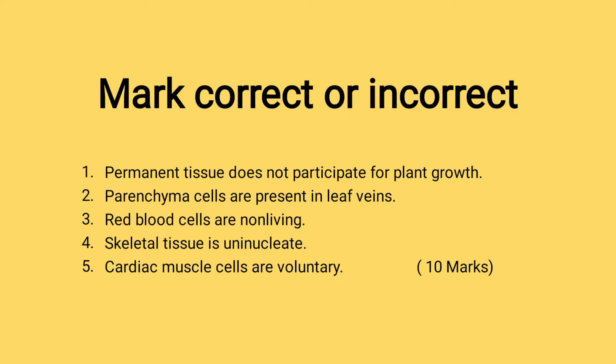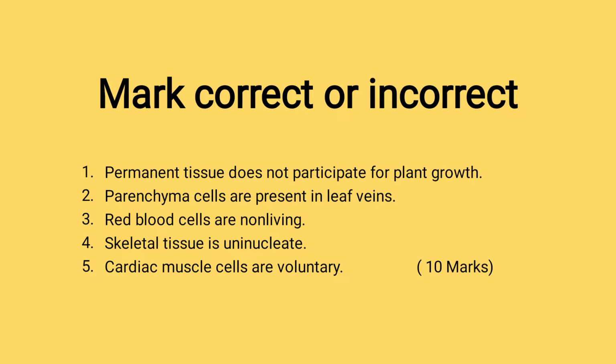Second one, parenchyma cells are present in leaf veins. We have learnt that leaf veins contain not parenchyma, collenchyma tissue, or collenchyma cells contain leaf veins. So this is also incorrect.